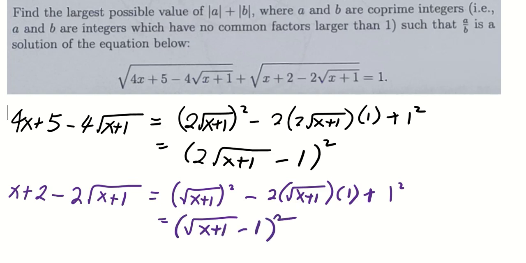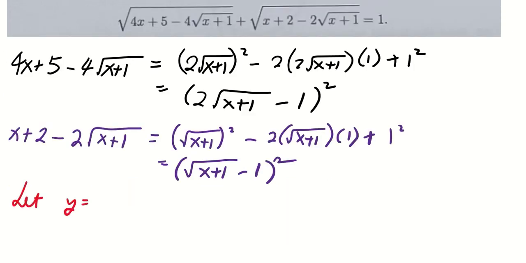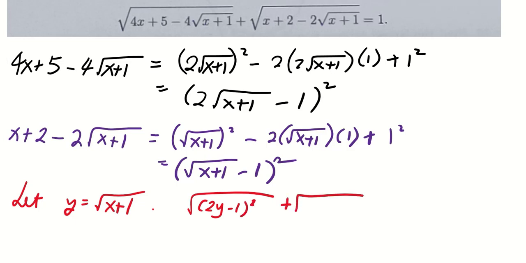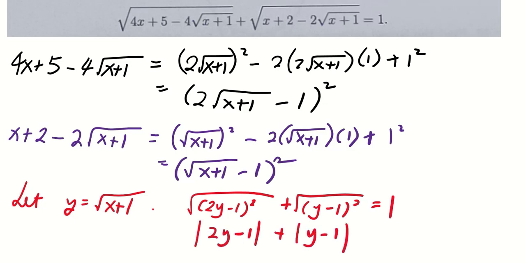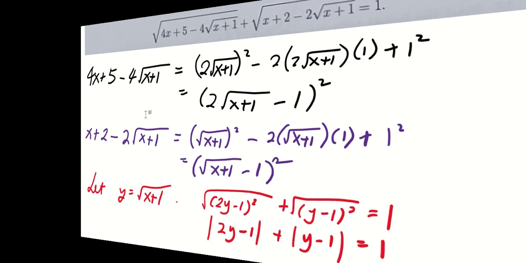By looking at the question again, it is natural for us to let y equal square root of x plus 1. So the original equation is equivalent to the square of 2y minus 1 plus the square of y minus 1 equals 1, which equals the absolute value of 2y minus 1 plus the absolute value of y minus 1 equals 1.